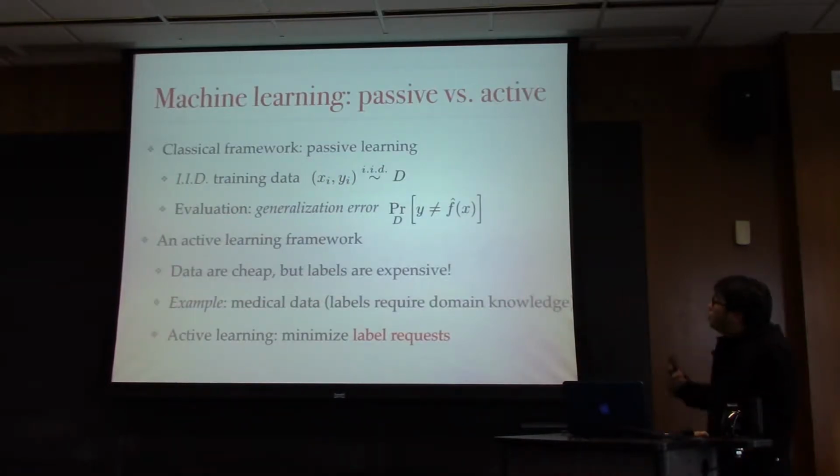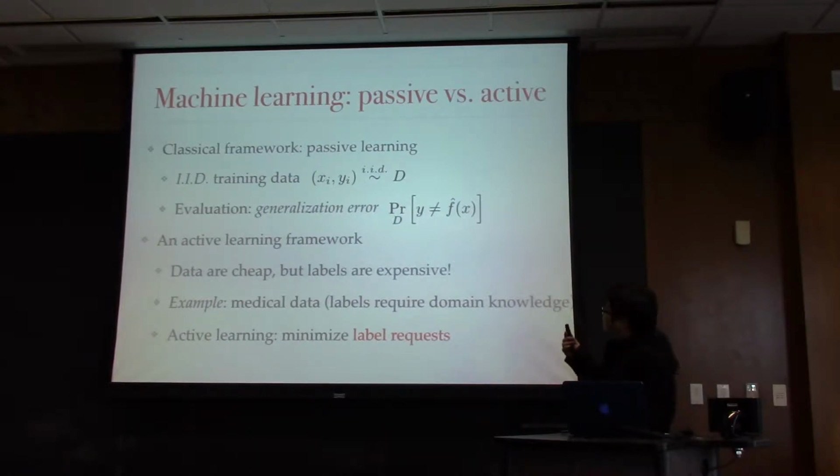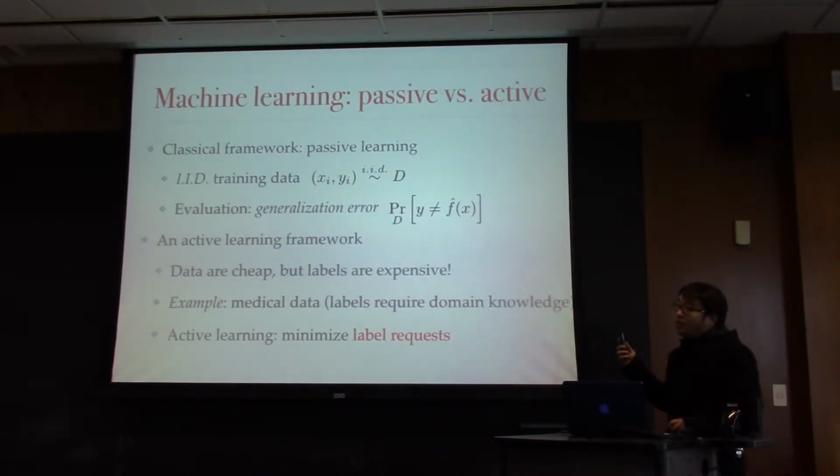In the classical learning framework, we consider the passive learning scenario. In this case, the n training data points are assumed to be independently and identically distributed according to some underlying joint distribution D. And the goal of the passive learning problem is to train a classifier f hat so that the generalization error is minimized. The generalization error is defined in terms of the probability of the learner making a mistake, and this probability is taken with respect to the underlying distribution D, which is not known to the learning algorithm.